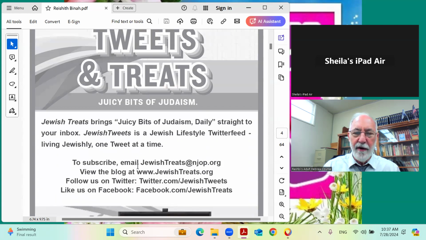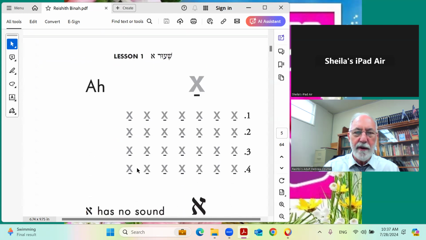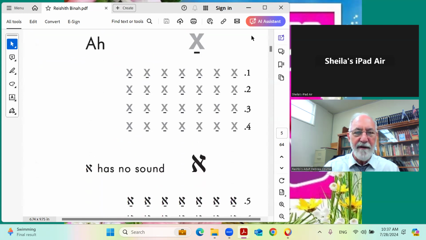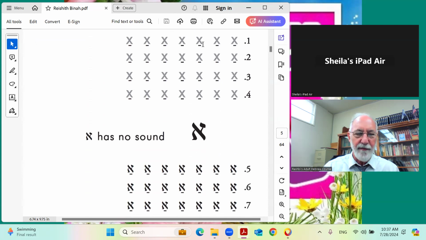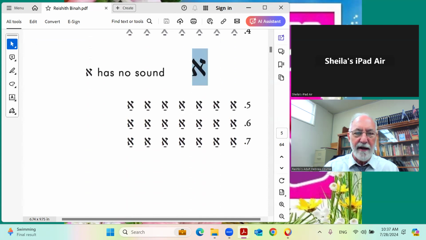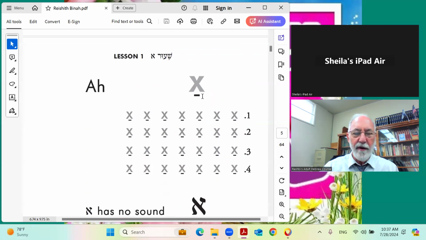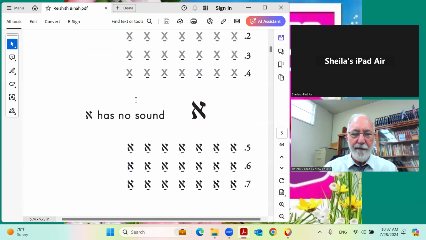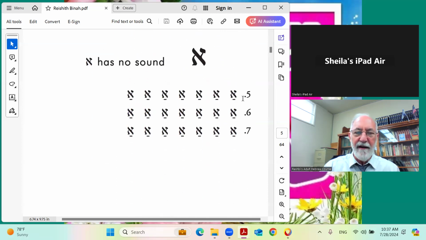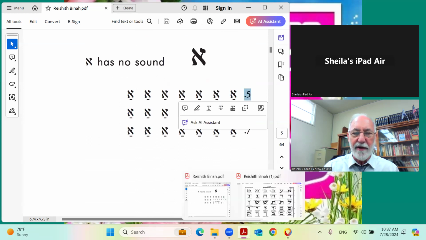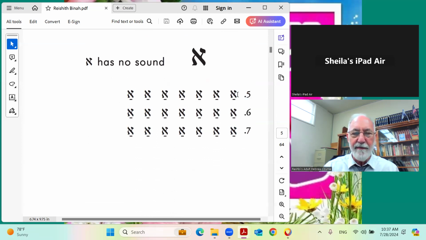The first letter we are going to address, and I'm going to forget the X, that's kind of like a placeholder, I'm going to go right to this, which is called an aleph, and it has no sound. This vowel, this nikud mark, this dash that is under the letter, is an ah. So we're going to start with 5, and we're going to repeat the letters. We're going to sound it out. So please sound it out with me.